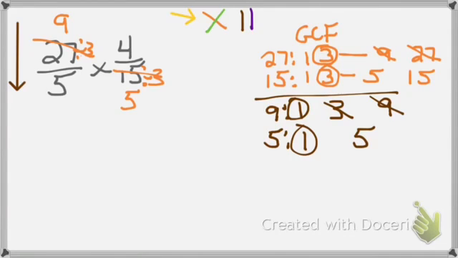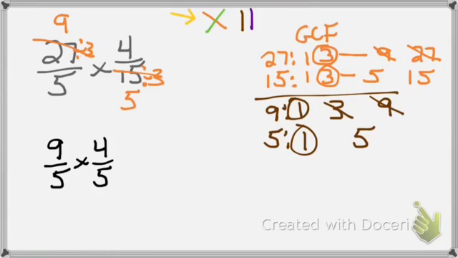I need to go ahead and look at the purple portion of my 11. And there I see 4 and 5. That's in counting order, so that's done. So I'm going to rewrite my fraction here, make it nice and neat. I have 9/5 times 4/5, and I'm ready to go ahead and solve this problem.